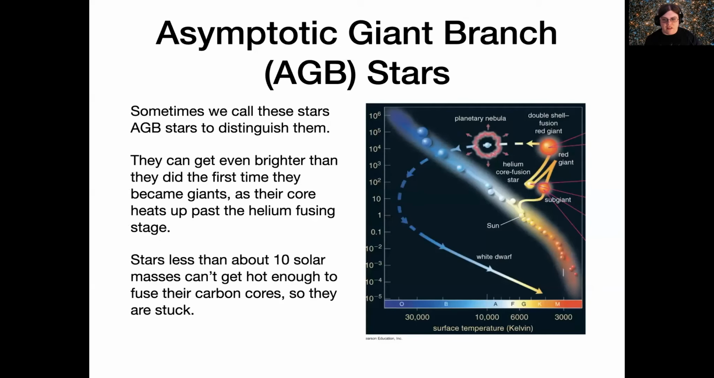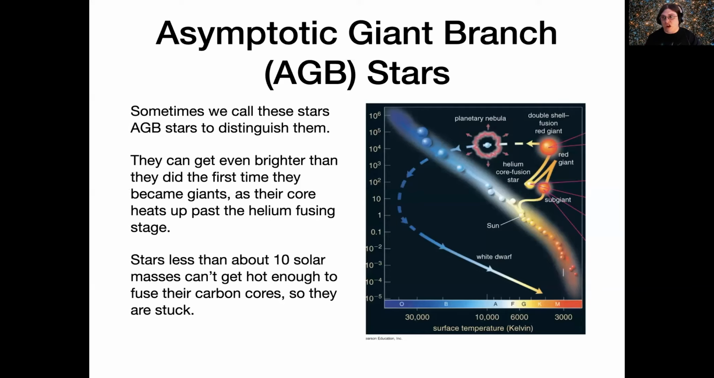So this is, again, what it's doing on our HR diagram. It becomes a subgiant, becomes a red giant. It goes back down a bit as it starts fusing helium, not all the way to the main sequence, but closer to it. Runs out of helium, it becomes a red giant again.